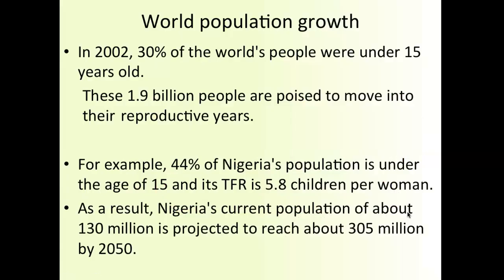So in 2002, this is the world now, okay? 30% of the world's people were under 15. And then these guys are going to move into their reproductive years, right? 1.9 billion people. So when you take the world's age structure and you see a third of the world is young, then you can predict that the world's population is rapidly increasing.